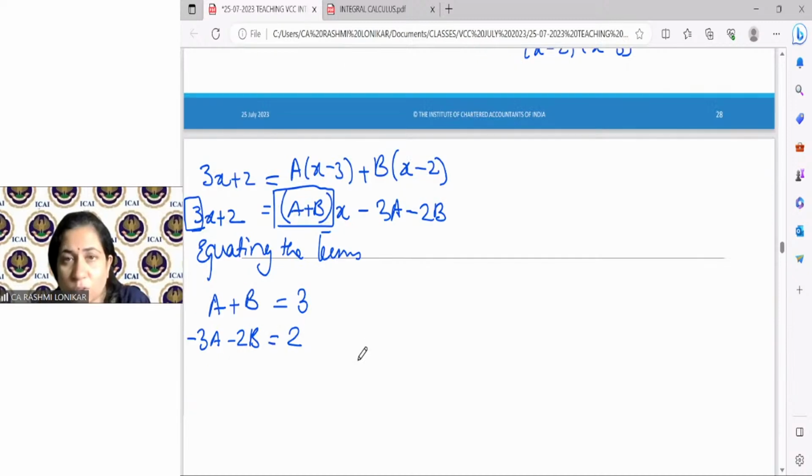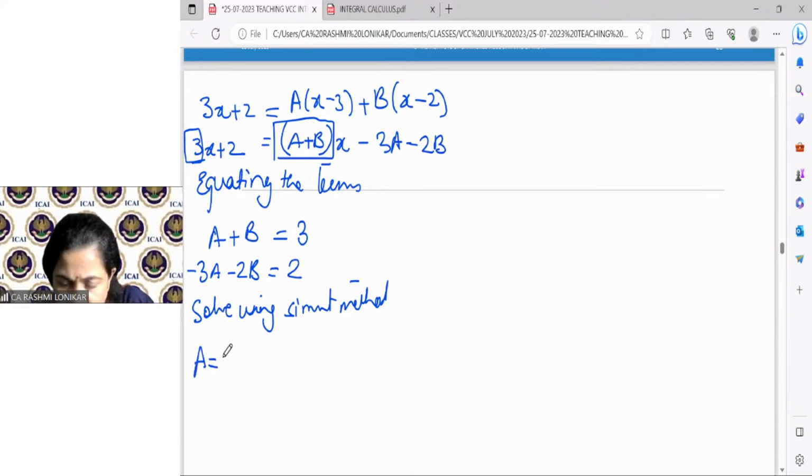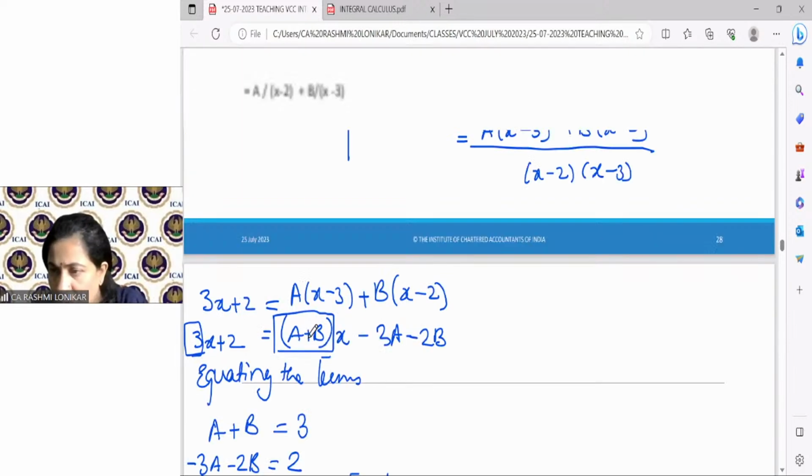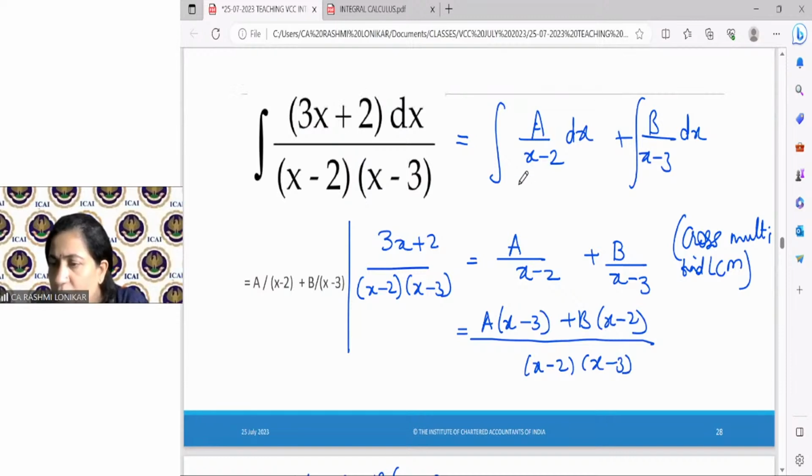I can solve this using simultaneous method. Solve using simultaneous method. I will get a as minus 8 and b as 11. Okay. I've got a as minus 8 and b as 11. Now I will substitute here. Okay. I will substitute here a as minus 8 and b as 11.